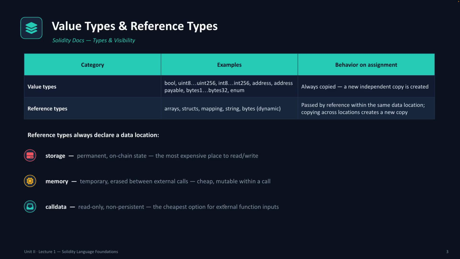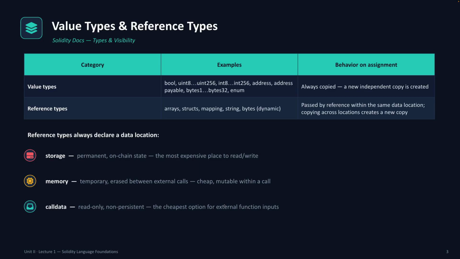For example, if my name is Batman and my friends call me Peter, then Batman and Peter both are referring to me. So this is a reference type. One thing to keep in mind is that reference types always declare a data location. Whenever you are using reference types in smart contracts, you are bound to specify the data location. The data location can be either storage, memory, or calldata.